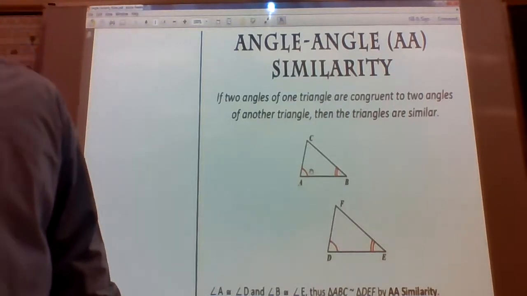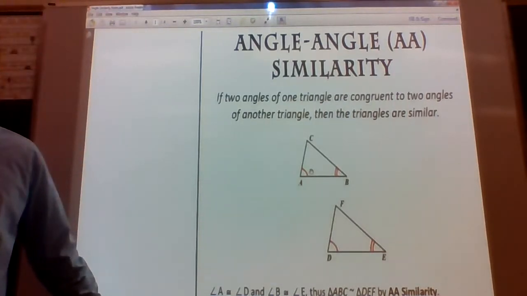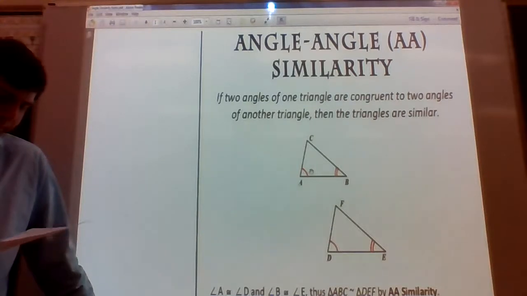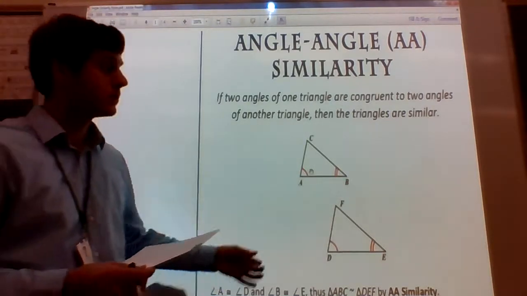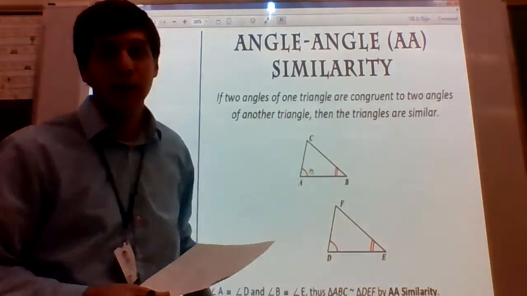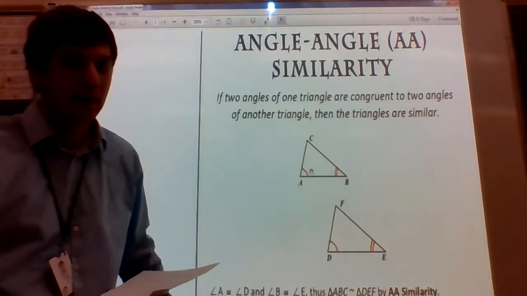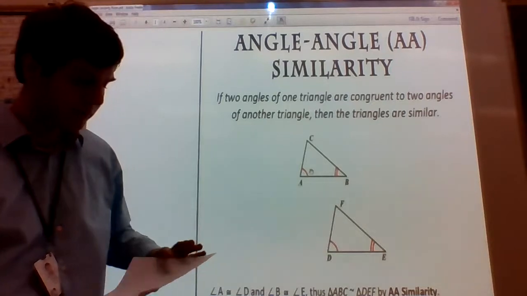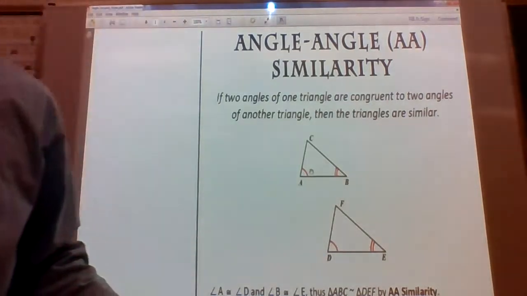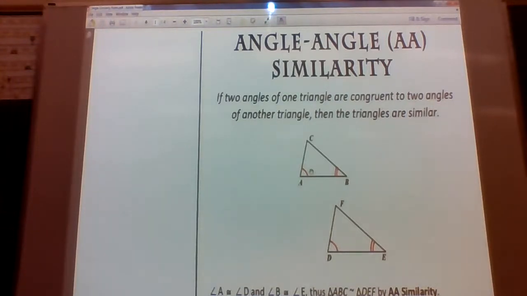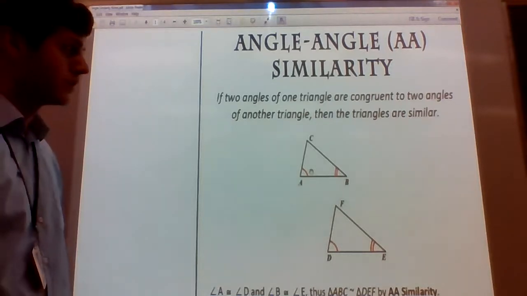Okay, we have 3, what the textbook calls criterion. We can just call them postulates. I don't really see a big deal why we shouldn't be able to call them postulates. So let's just call them angle similarity postulates. And then we're going to have side similarity postulate and side similarity postulate. Okay, so the first one says if 2 angles of one triangle are congruent to 2 angles of another triangle, then the 2 triangles are similar.